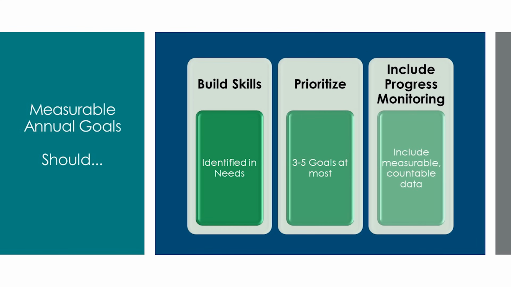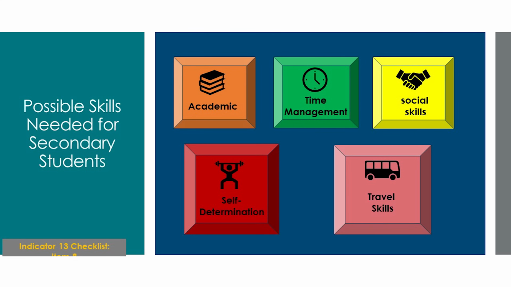Okay, so after reviewing those examples of non-measurable annual goals or bad goals, we just want to refocus what a good measurable annual goal should be before we move on. And remember, a good measurable annual goal should build skills, it needs to be prioritized, and it needs to include progress monitoring. In order for the student to be able to access, participate, and make progress in the general curriculum and the life of the school community, and progress towards his or her post-secondary goals, a measurable annual goal must build skills. Goals must focus on an area of need that will make the biggest difference to the student.